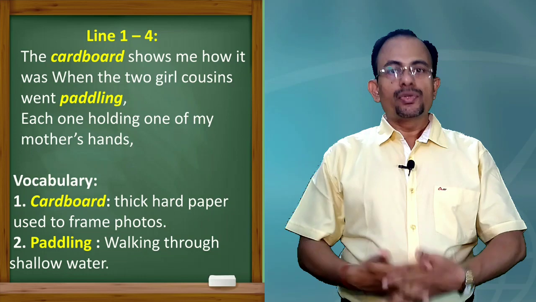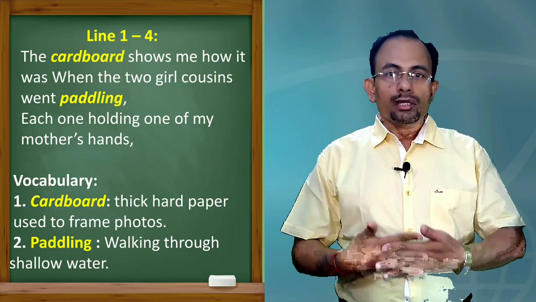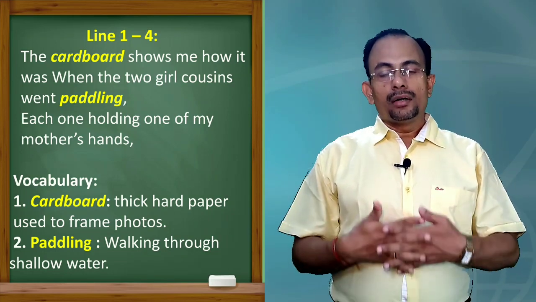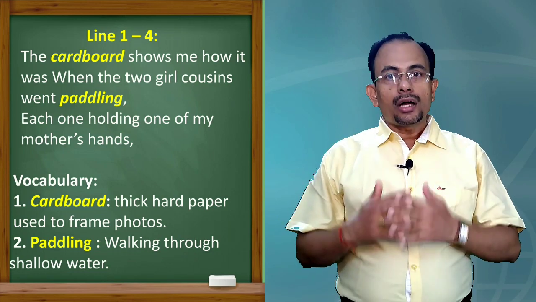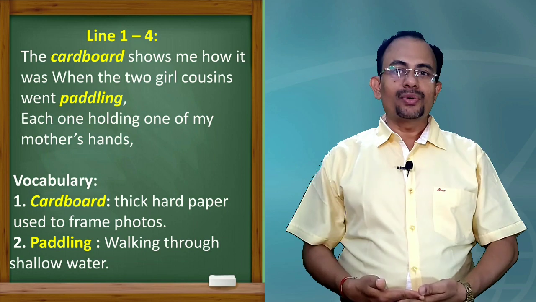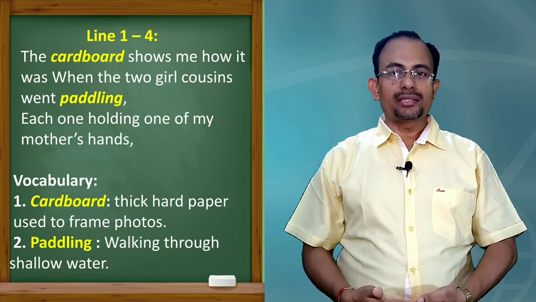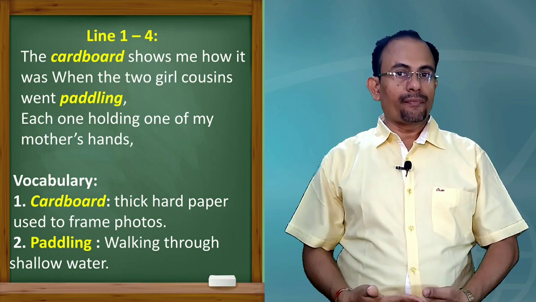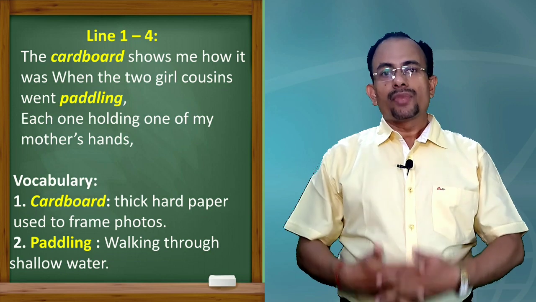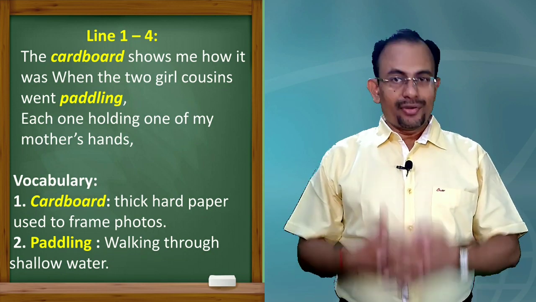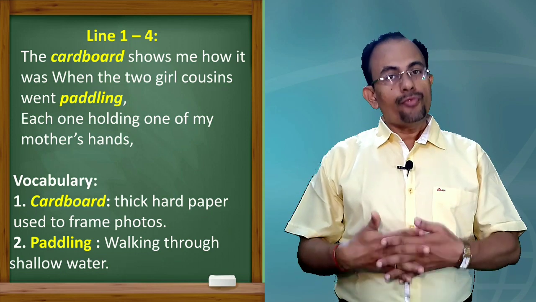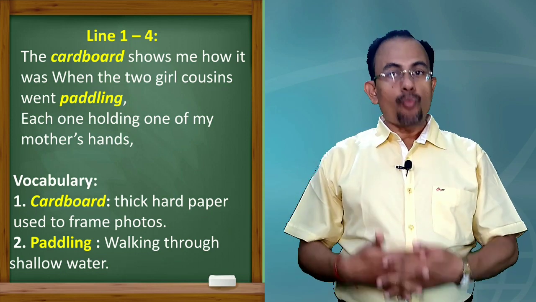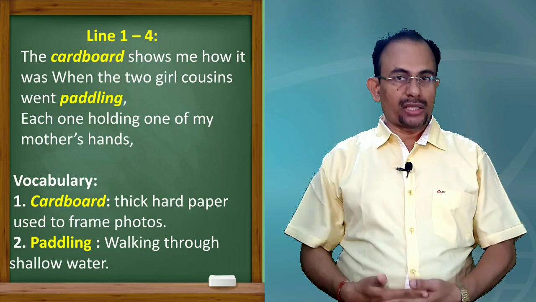To be more specific, line-wise discussion of the poem. To begin with, line 1st to 4th. The cardboard shows me how it was when the two girl cousins went paddling. Dear students, cardboard here refers to thick hard paper used to frame photos. Paddling means walking through shallow water.